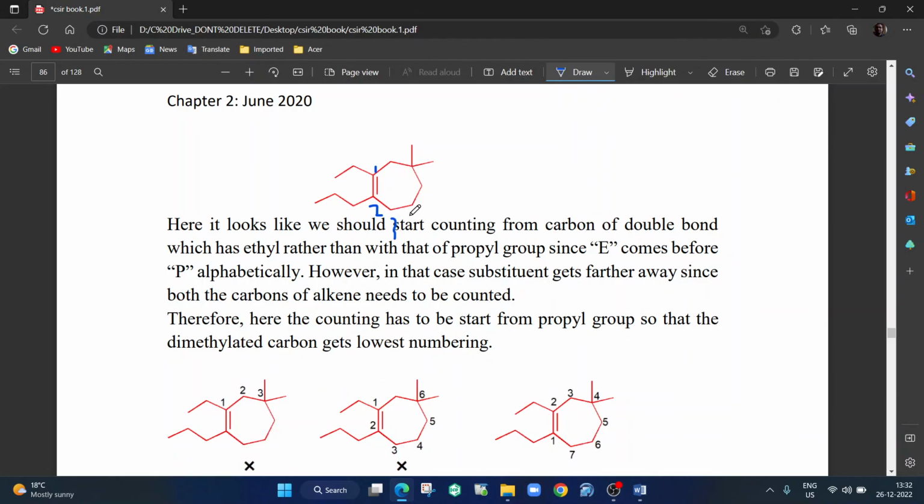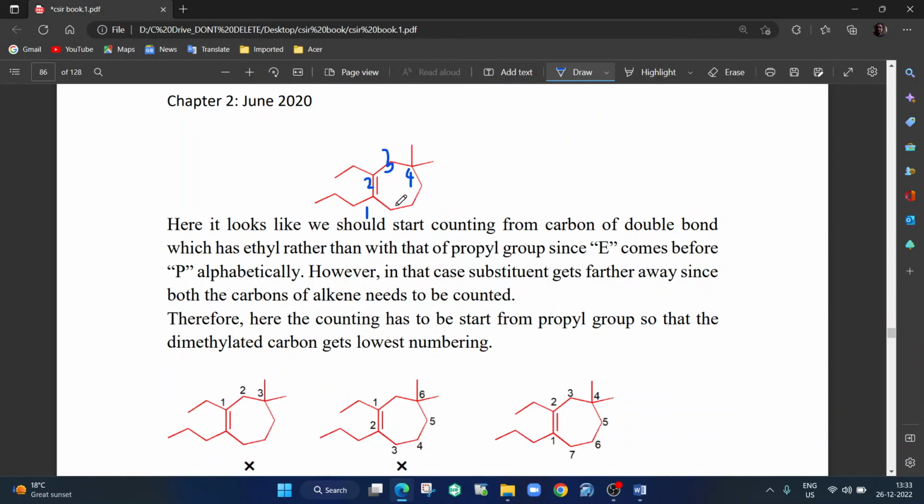So, it will become 3, 4, 5, 6. So, it is a very long chain, and that is not right. Here we have to count from that part of the alkene, so that you get the lowest numbering for the substituents on the ring. So, this gets first, this gets second, this gets third and this gets fourth. And how many carbons are there? 5, 6, 7. Seven are there.